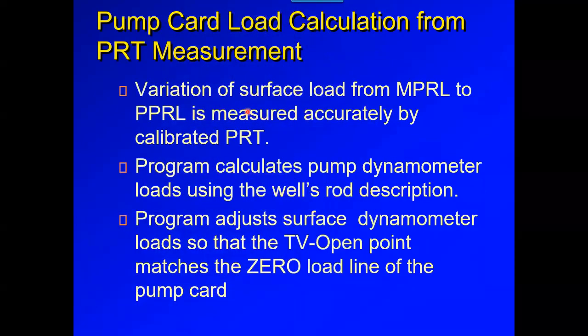Now, one of the things that we do is the calculation utilized for the PRT measurement. We're measuring the variation of the minimum polish rod load, the MPRL, to the peak polish rod load, and it's measured accurately using a calibrated PRT. Okay, so the PRTs need to be calibrated, and that's something we do here at Echometer. Now, the program calculates pump dynamometer loads using the Wells rod description. I'm going to read that again. It utilizes the Wells rod description.